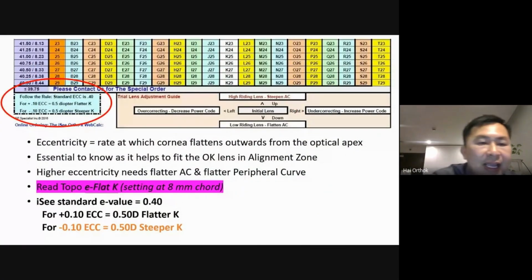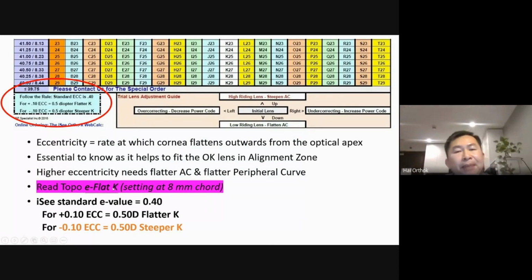Well, if we have a Medmont topographer and we are setting the measurement at an 8 millimeter chord, then we can also use the eccentricity to choose the initial lens more effectively. Depending on the lens design, some lens designs give you the eccentricity and other lens designs do not give you the eccentricity correctly. So you can hardly use the eccentricity to select the initial lens.